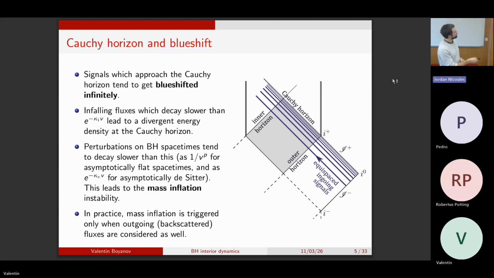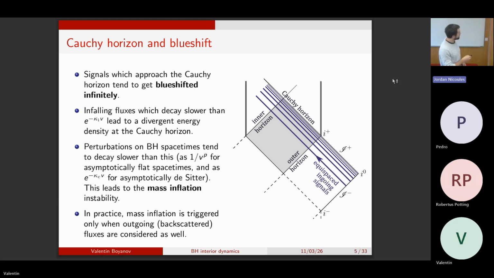And even if the energy of these pulses decreases such that you don't throw an infinite amount of energy into the black hole, let's say that this energy that you throw in decays as an inverse polynomial, such as the tail of the Price law, for generic perturbations outside black holes, or as a decaying exponential with cosmological decay, with a coefficient that corresponds to the surface gravity of the cosmological horizon.